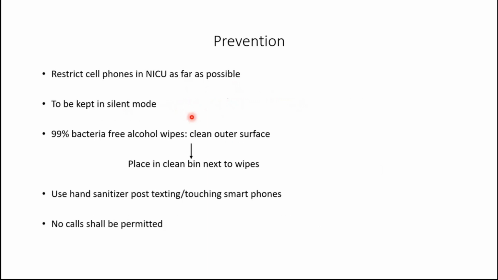So coming to the most important aspect, that is prevention. Basically, prevention is to remove or eliminate the source, that is, restrict cell phone use in NICU as far as possible. And then one should use 99% bacteria-free alcohol wipes that contain around 75% ethyl alcohol to clean the outer surface of smartphones. Then one should place it in a clean bin that should be placed outside NICU.